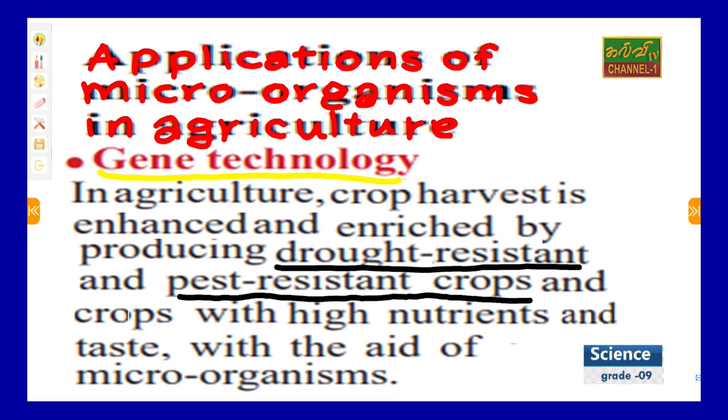So, pest resistant crops and crops with high nutrition. We already mentioned that high nutrition. Sometimes the rice doesn't have vitamin A, but we have used gene technology and found high nutrition, vitamin A, in rice, and a new taste has also been found with the aid of microorganisms.